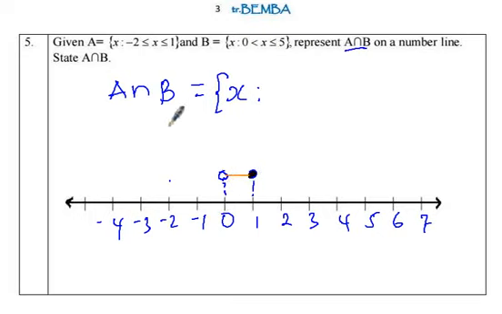And so in our intersection we have 0 but x is greater than 0 by the nature of this, and then it should be less than or equal to 1. So that is our intersection, and it's what we have represented on the number line.